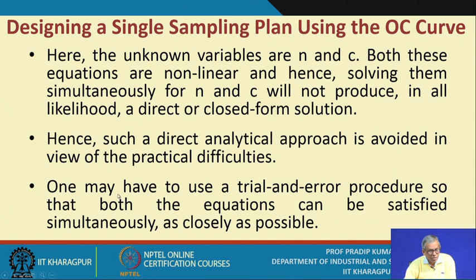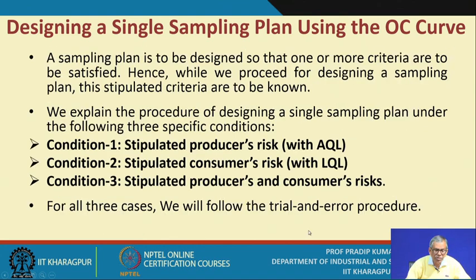Is it okay? So one may have to use a trial and error procedure so that both the equations can be satisfied simultaneously as closely as possible. So while you design a sampling plan, you will find that we will be adopting the trial and error approach, instead of adopting the analytical approach. I think the reason is very clearly understood, why we are preferring a trial and error approach.